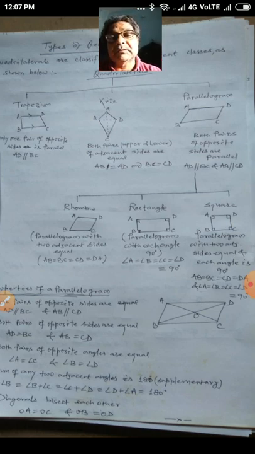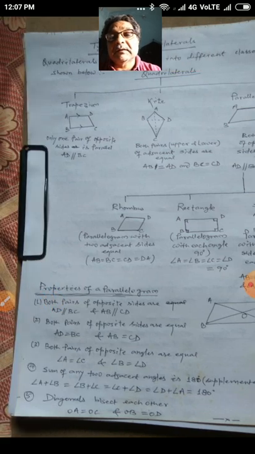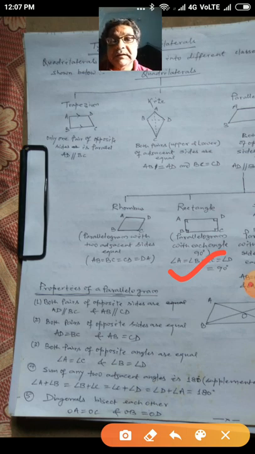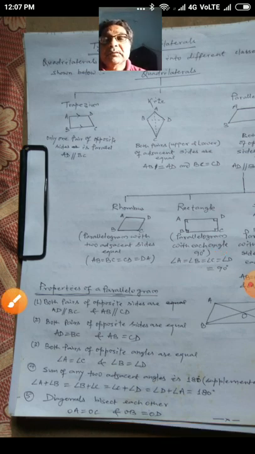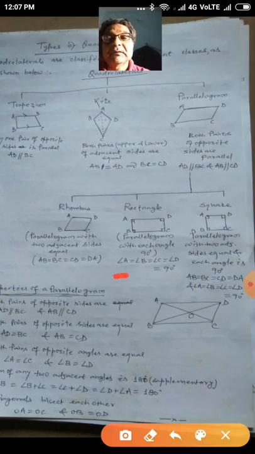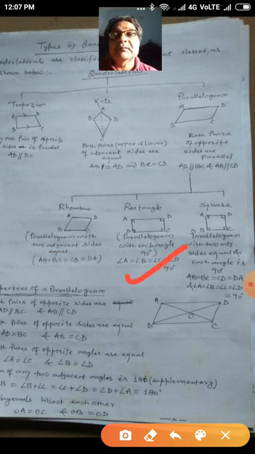Okay, student. Now come to the second category. It is the parallelogram whose each angle is 90 degree. So this is called rectangle. So rectangle is what? Rectangle is that parallelogram whose each angle is 90 degree.